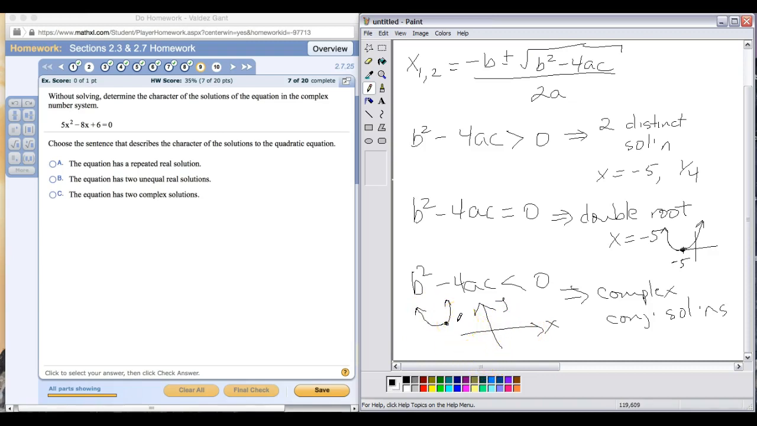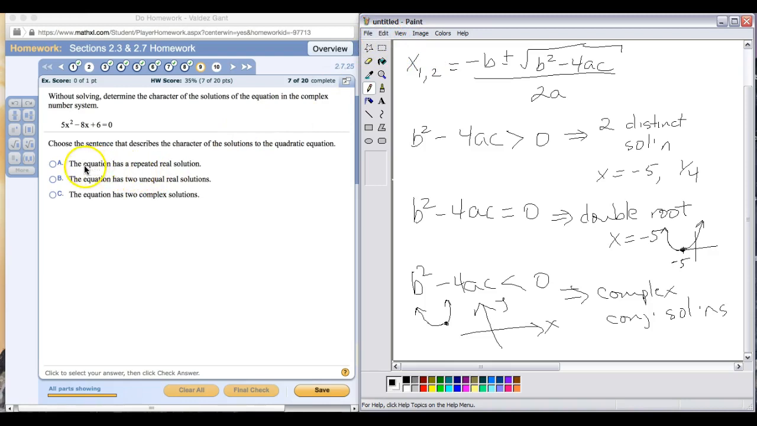So basically, whenever we see our quadratic equation, we want to extract the function from there, figure out what a, b, and c are, plug them into our discriminant, and then see if the discriminant is positive, negative, or 0. From that, we'll be able to figure out how many solutions it has.